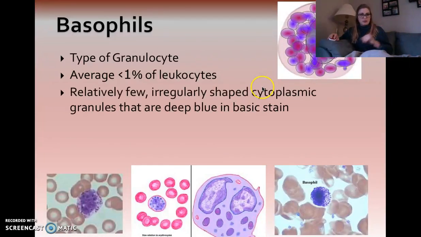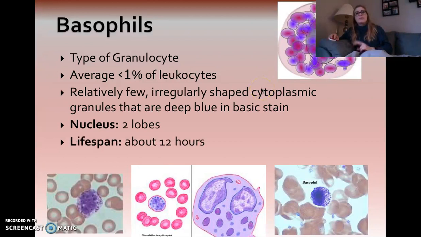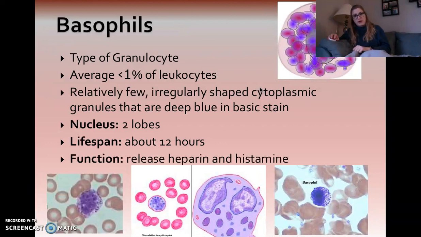Basophils, another type of granulocyte, less than 1% of all white blood cells. They also have 2 lobes, just like we saw with the eosinophils, live about 12 hours. But their important function, they release heparin and histamine.